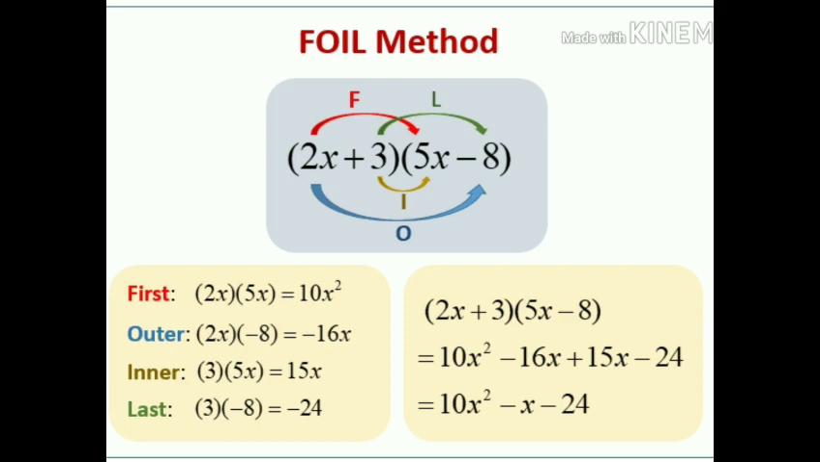So last is to multiply the last terms of the given. So the last terms are 3 and negative 8. So 3 times negative 8 is equal to negative 24. After multiplying all the first, outer, inner, and last terms, get the sum of all and arrange it in a mathematical expression. So the final answer is 10x squared minus x minus 24.